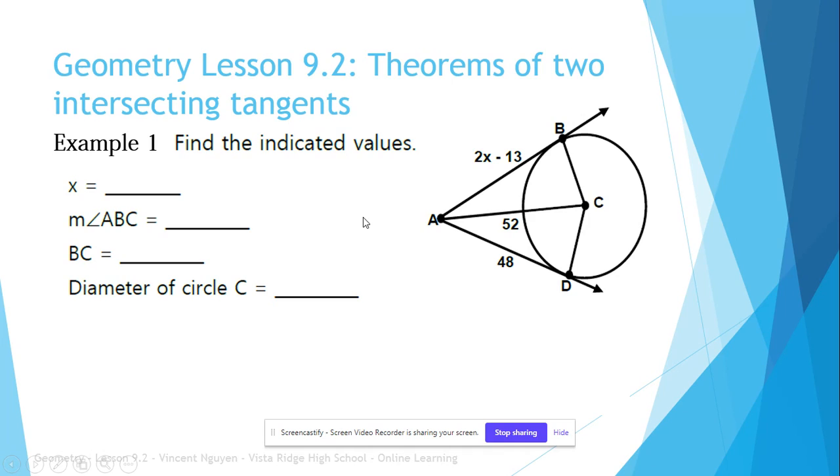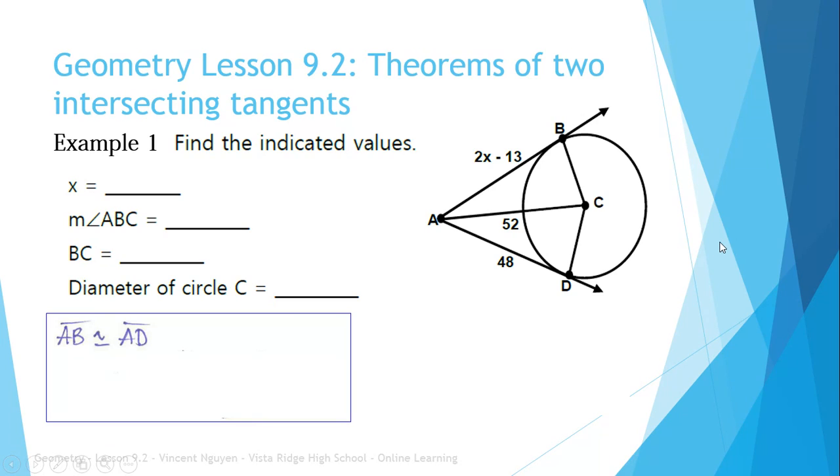So let's talk about all of these things we have to find. We have to find x, the value of x. We have to find angle ABC. Angle ABC is this angle right here. And then we have to find segment BC. Segment BC is the radius. And then we have to find the diameter. After you find segment BC, you can just extend that segment and you will get the diameter. So let's see how we do this. Let me hide this little box here.